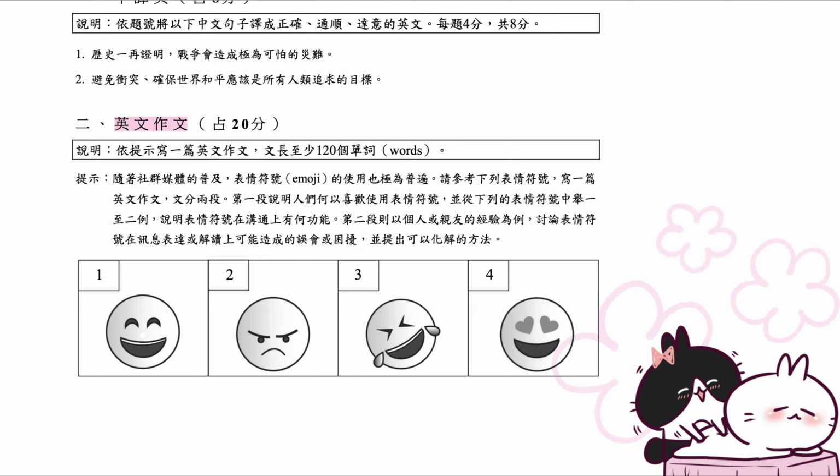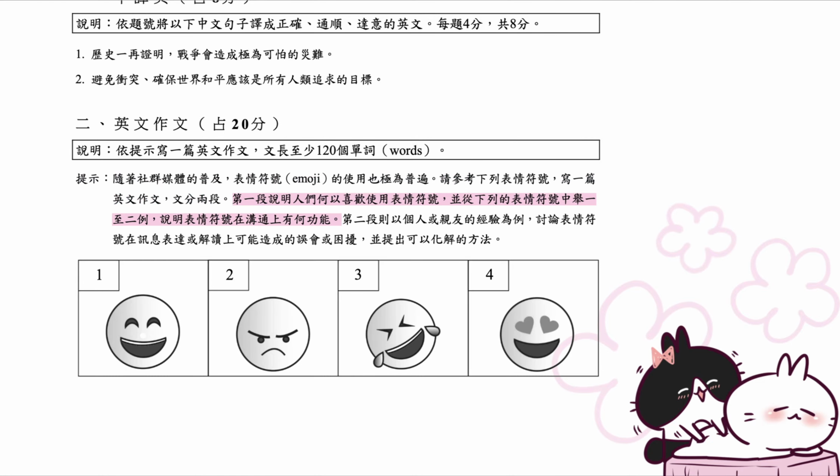2. English essay. 20 points. Directions. Write an English essay based on the prompt. Your essay should be at least 120 words long. Prompt. As social media has become widespread, the use of emojis has also become extremely common. Refer to the emojis below and write an English essay in 2 paragraphs.